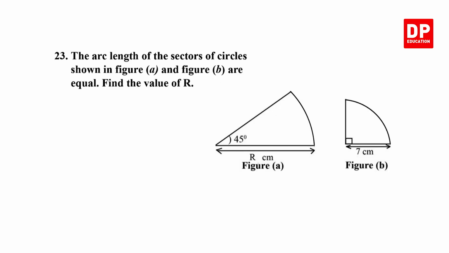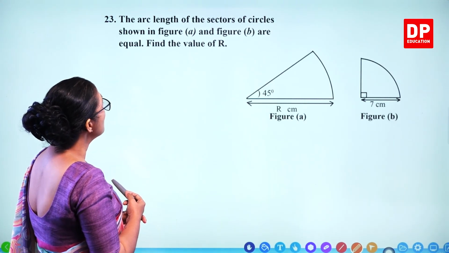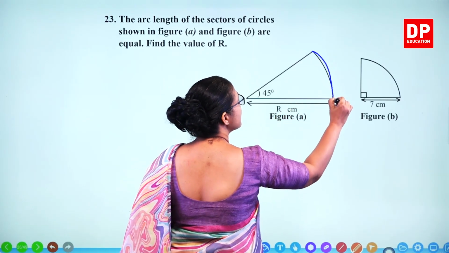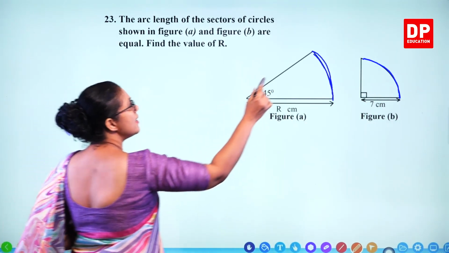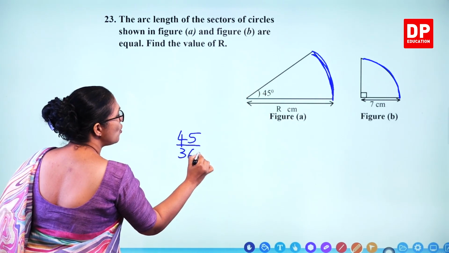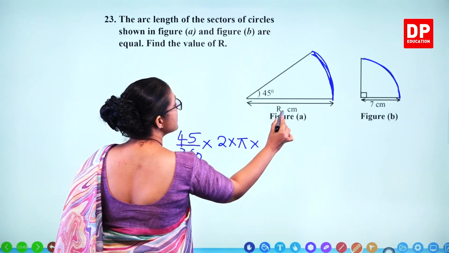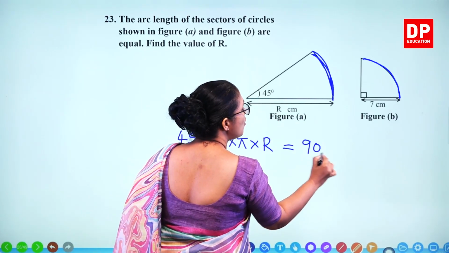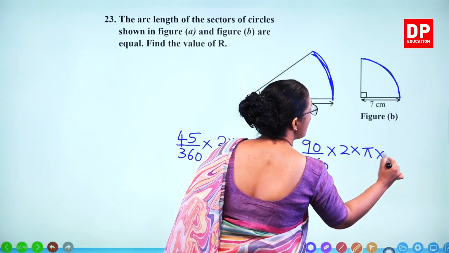Question number 23. The arc lengths of the sectors of circles shown in the figure A and B are equal. Find the value of r. The arc lengths are equal, so this length is equal to this length. So we can equate. How do you find this arc length? Angle is 45, so 45 over 360 times 2 pi r, 2 times pi times radius r. That's equal to, what's the angle there? 90 over 360, 90 degrees, and 2 pi r, 2 times pi times 7.